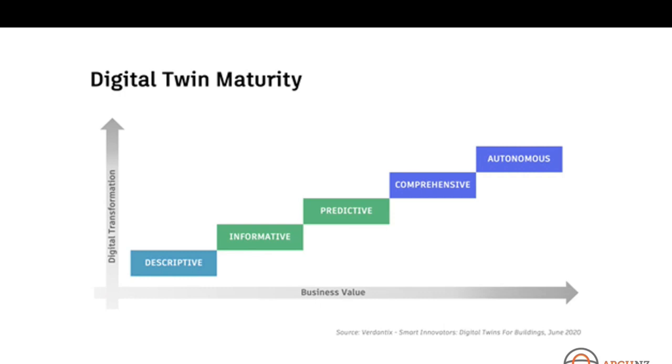So there's this key idea that digital twins have a maturity continuum. What you can see on the screen here is going from the basics on the left of being descriptive right through to autonomous decision making. It's all about the collaboration and the amount of information you're able to get out of this twin.